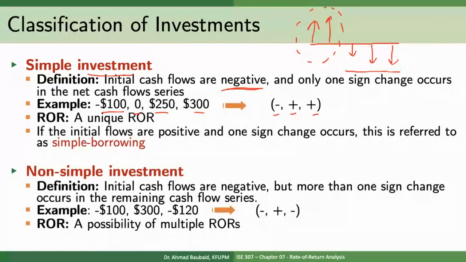A non-simple investment: we saw that the initial cash flows are again negative, but there is more than one sign change in the remaining cash flow series. So you see here we have negative, positive, negative, and therefore we have the possibility, not always the certainty, just the possibility of having multiple rates of return.